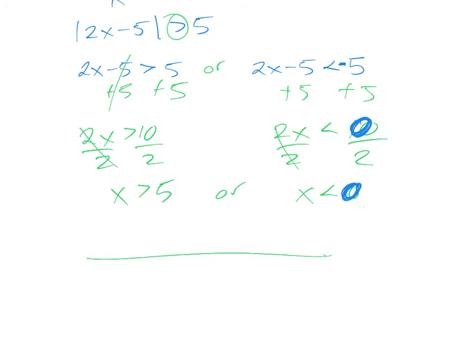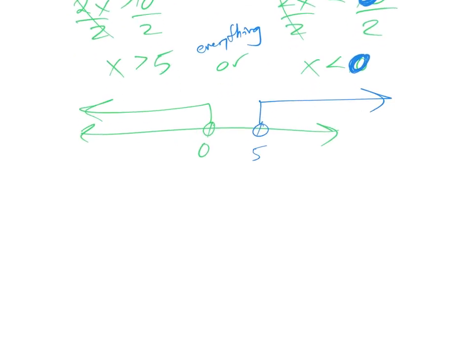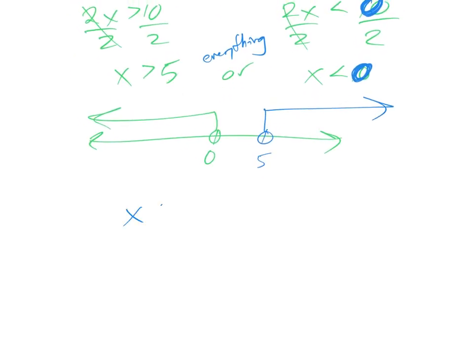Let's go ahead and graph these. All right, so at 0, I'm less than. Okay, we're going to the left. And then at 5, it's greater than, I'm going to the right. All right, now since I'm working with an OR, I'm just concerned about everything that's covered by these graphs. All right, so what's being covered? Everything less than 0 and everything greater than 5. All right, so it's x is less than 0, or x could be greater than 5. And that's your answer for this problem.